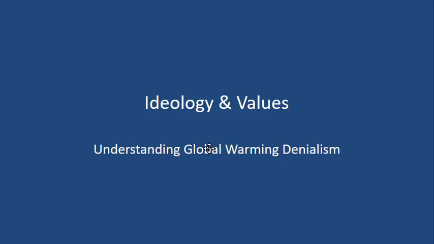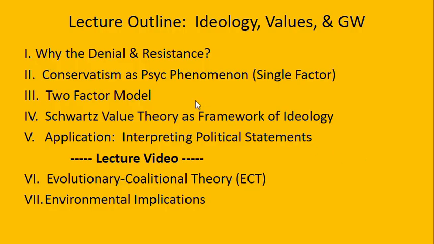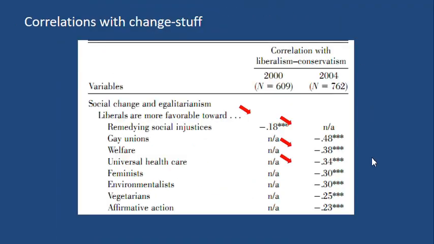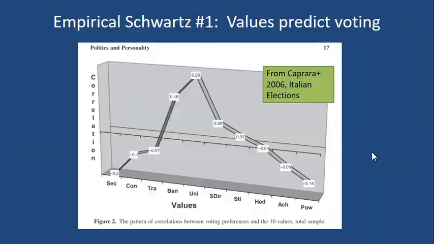All right, this is our lecture on ideology and values, trying to understand global warming denialism. If all things are working right, you should have heard 1 through 5 in class, and this is your lecture video for the hybrid portion of the course where I'm covering 6 and 7. So let me zoom, quick review for all that stuff.